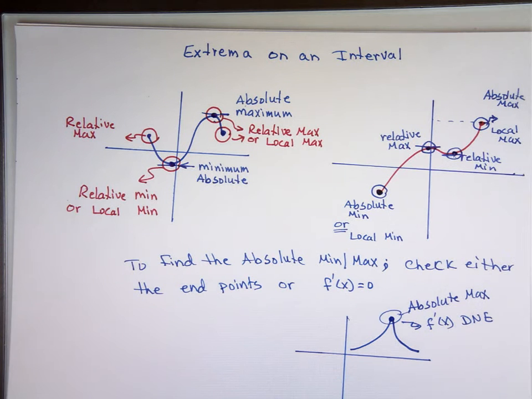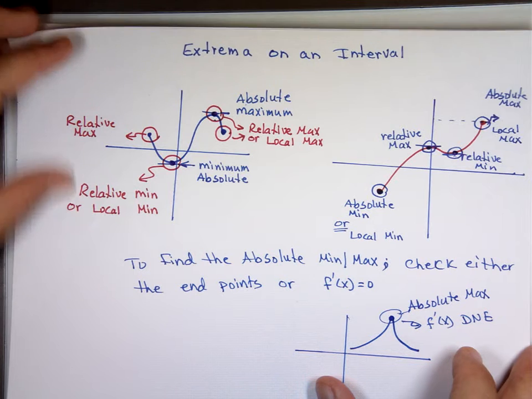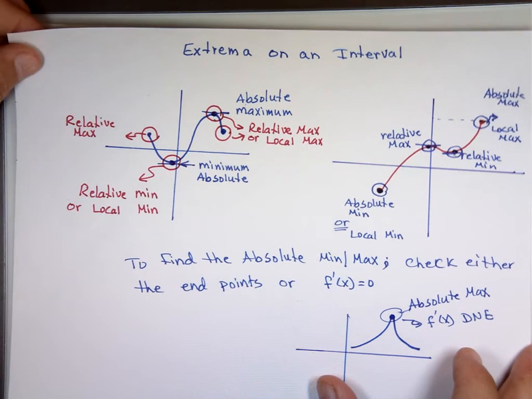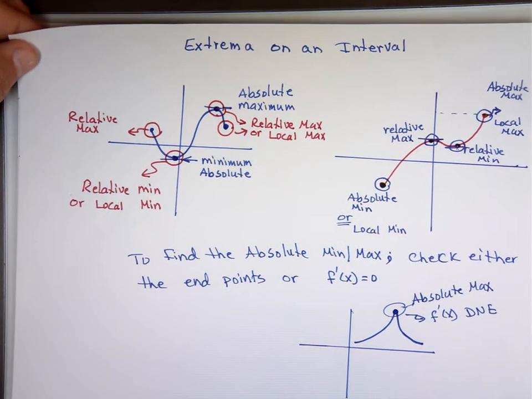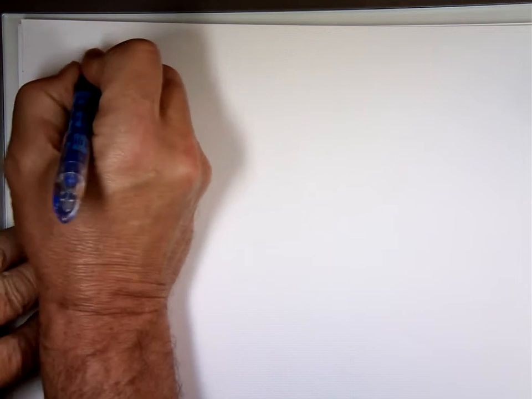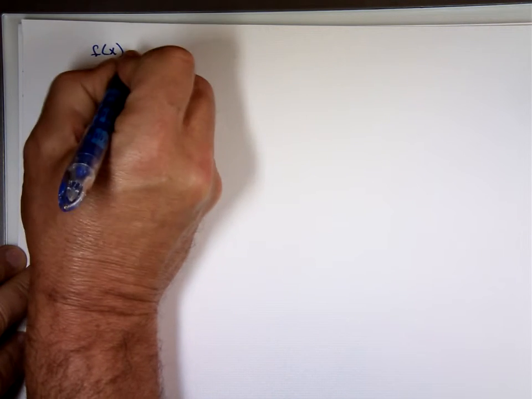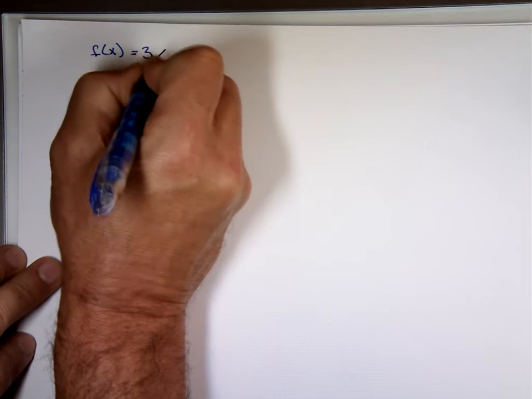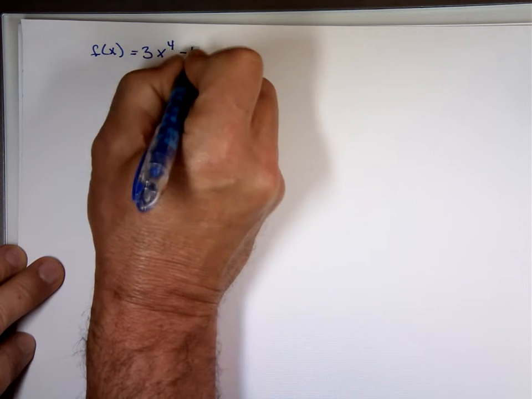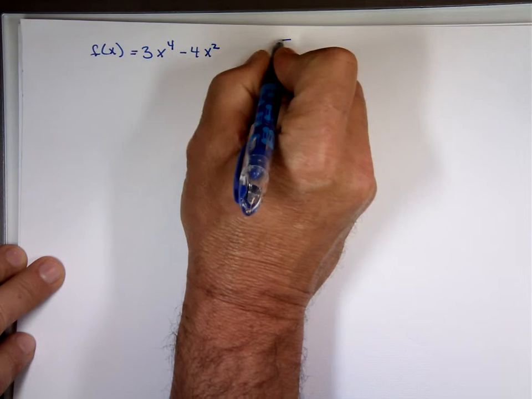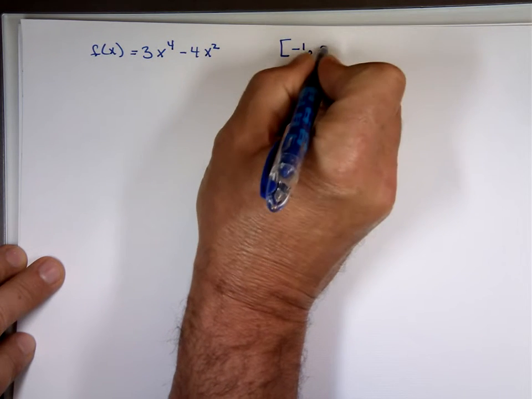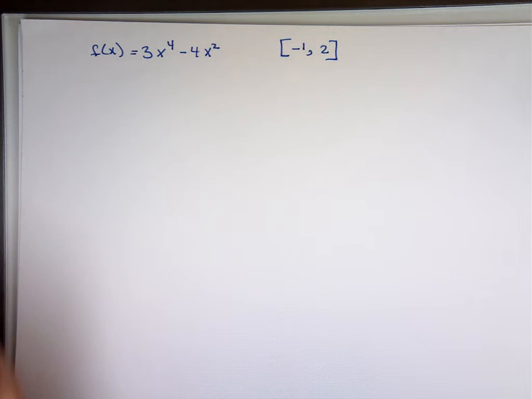So that's where your min and max are going to be. Let's give you a problem and see if we're right or wrong using this information. We have the function f of x equals 3x to the 4th minus 4x squared, and I want you to look at it from negative 1 to 2. Tell me where the absolute max is and the absolute min.